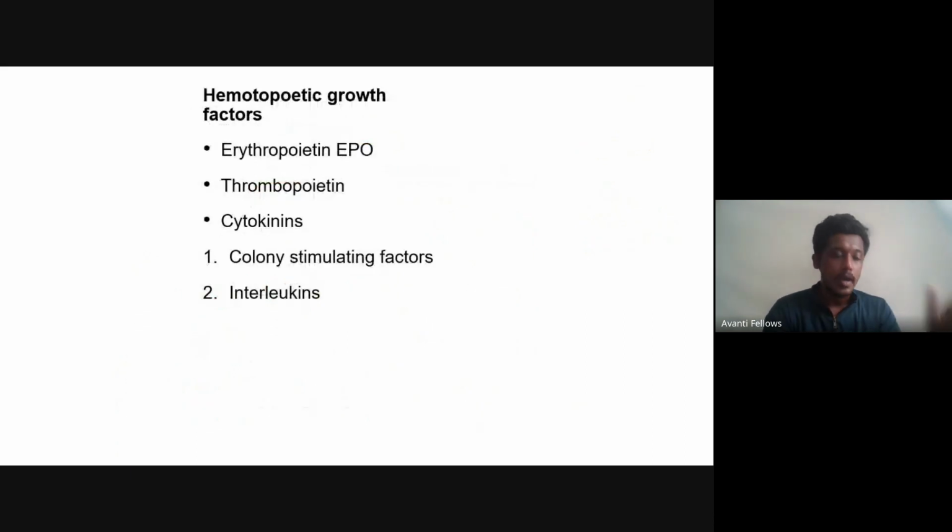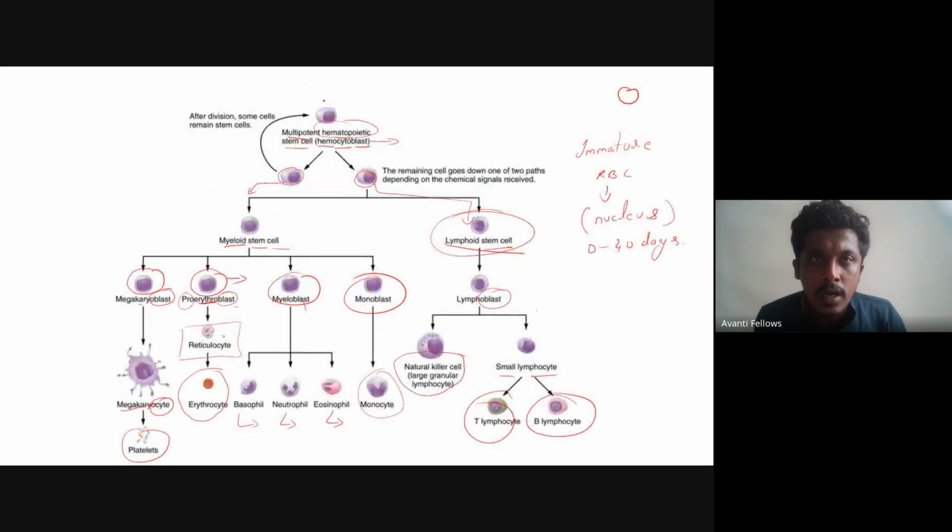Let's go. Now, I asked you a question. Who tells these mother cells? Who tells these multipotent stem cells to exactly become either lymphoid stem cells or myeloid stem cells? Or who tells these myeloid stem cells to become whether proerythroblast or monoblast or myeloblast or megakaryocytes? Who tells them? Correct, right? There has to be a feedback. There has to be a mechanism guiding the cells to give us the exact amount of cells.